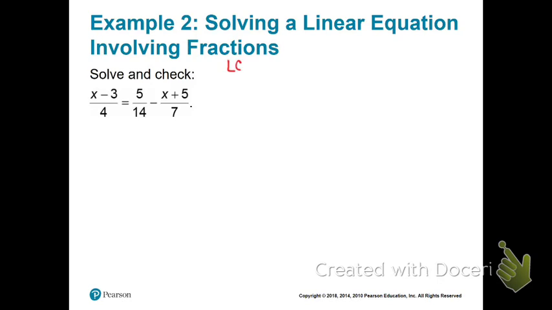So I'm going to come up here first and write out my least common denominator, and then I'm going to multiply all my terms by it. Well, in order to find your least common denominator, what do we need to do to the denominators? I need to factor them down, right? So 4 will break down. What is 4? 2, 2. What about 14? 7, 2. And what about 7? It's just 7. It doesn't break down at all, does it?